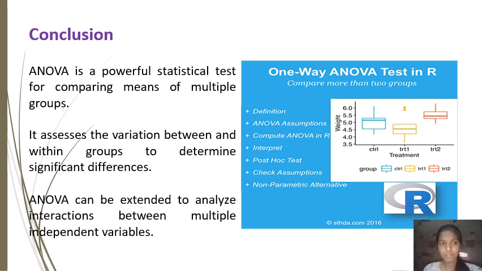And the next is the final part, the conclusion. ANOVA is a powerful statistical test for comparing means of multiple groups. It assesses the variation between and within the groups to determine significant differences. ANOVA can be extended to analyze the interaction between multiple independent variables.